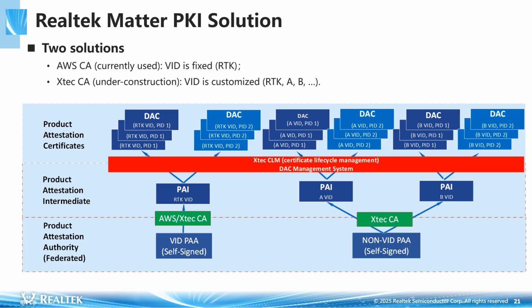Realtek offers two Matter PKI management solutions. One is managed using AWS Certificate Authority. The other is based on STEC's certificate authority and is still under development. In the AWS-based solution, different customers share the same vendor ID assigned to Realtek, while each customer can use different product IDs to create device attestation certificates.